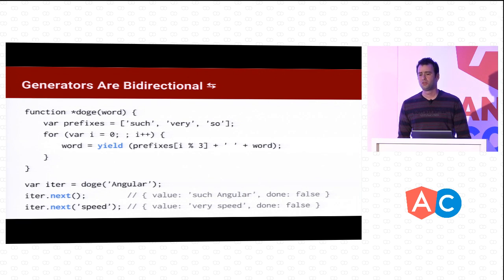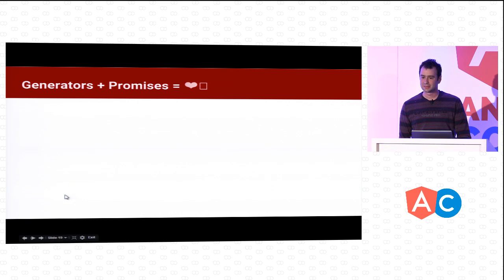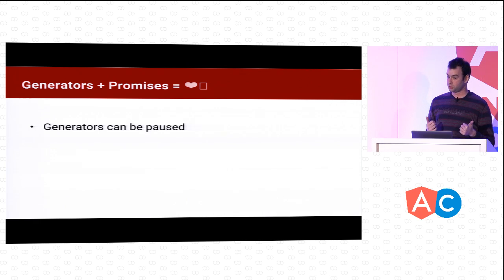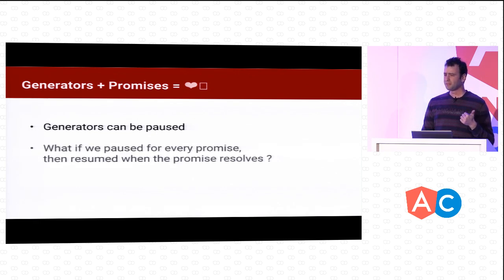Now, why should you care? The answer is promises. Once we have promises, we can really simplify our code by combining them with generators. How does that work? I'm going to show you in a second. We said that generators can be paused. What if whenever we had a promise in our function, we just paused it, and then we resumed it once the promise resolved? We can do that with generators.